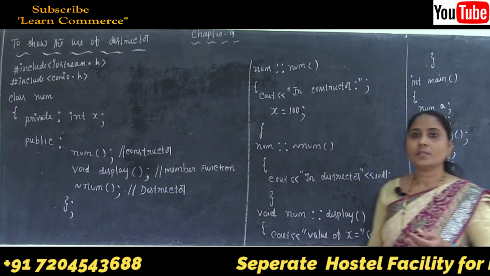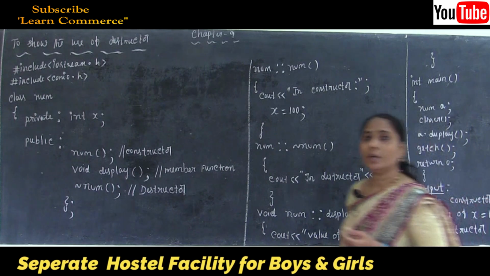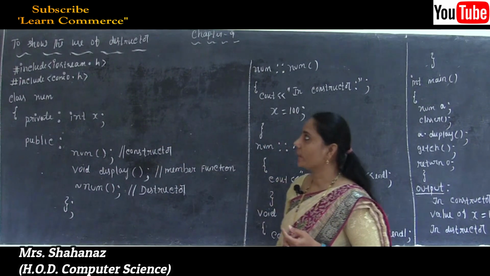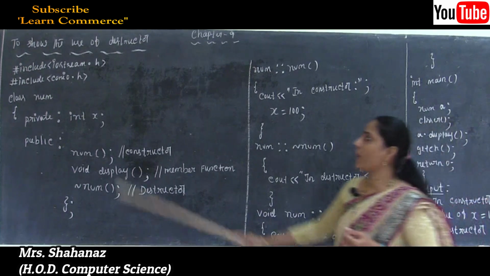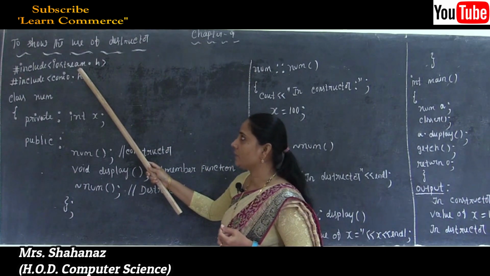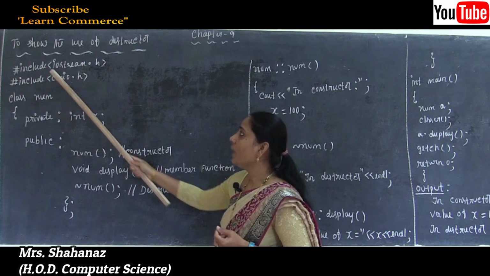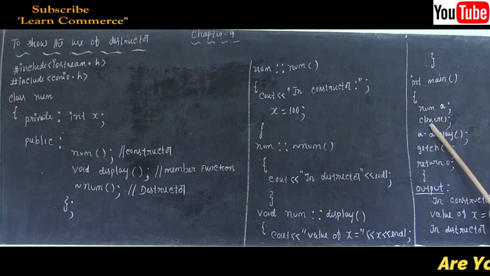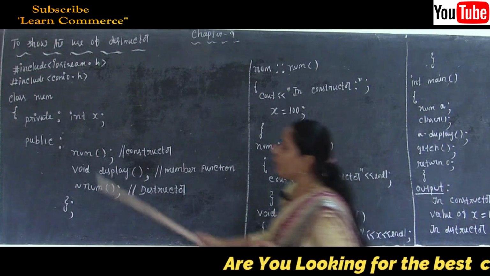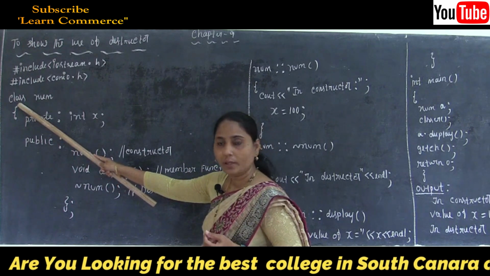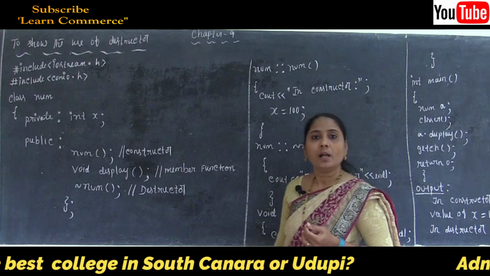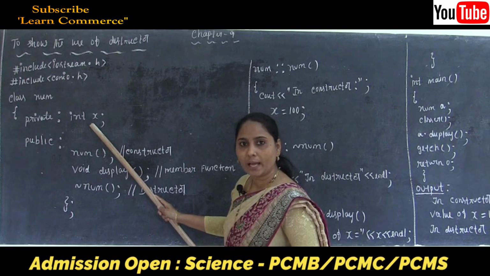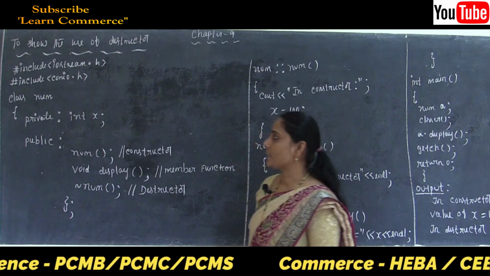Now let us see one good example for our destructor. To show the use of destructor, we know that programs start with header files. The header file is iostream, to input and output objects, using hash include iostream, and the second header file is conio.h, for which we already wrote clrscr. So conio.h, and next is our class keyword: num, a user defined name called the class name, opening of the flower bracket, and the member data is x, declared using data type int, under the access specifier private.